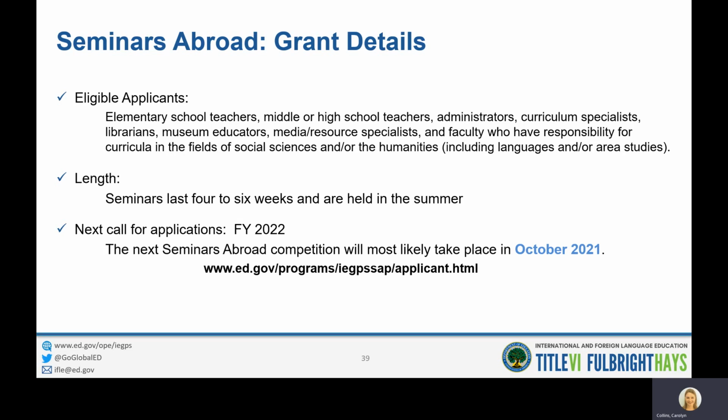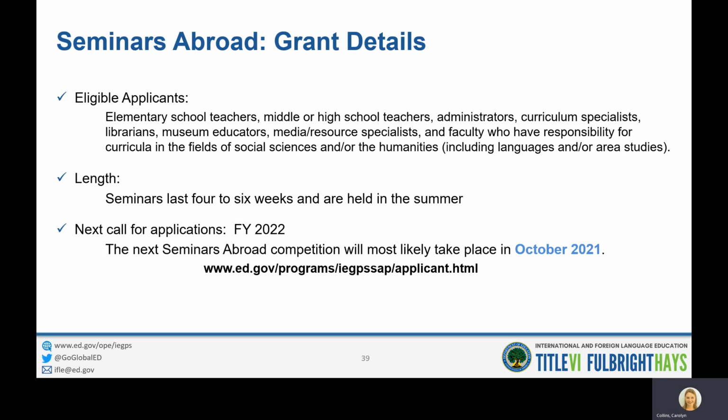The seminars last for 4 to 6 weeks and are held in the summer, so they won't conflict with your regular school year. And the next applications will be submitted soon, actually. The competition will be opening hopefully in October. So applicants will be able to apply this October, this fall, to take part in seminars that will occur next summer. So the summer of 2022 seminars, if you want to participate in a seminar next summer, you need to apply this coming October 21, for a spot.